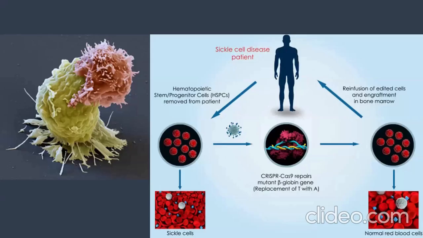Like sickle cell anemia. This is a patient who has sickle cell disease. It is cured by this CRISPR Cas9 repairing the mutated gene. And this is like a cancer cell with CRISPR Cas9 to inhibit its growth.